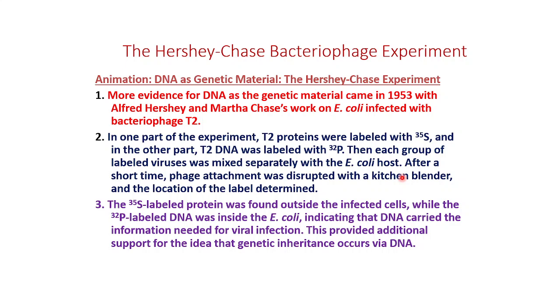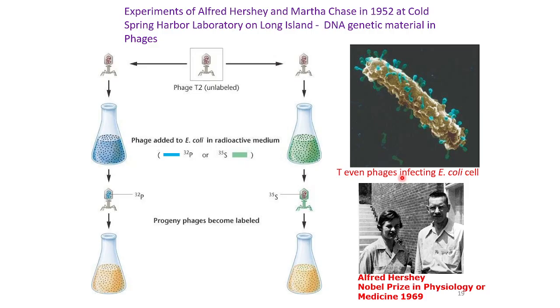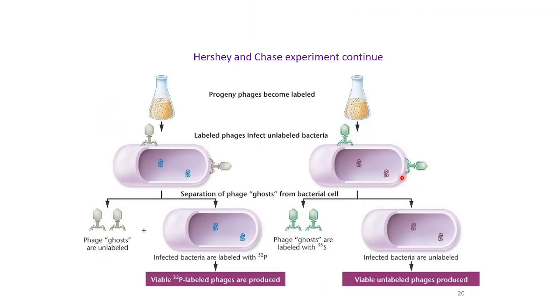coli. Bacteriophages are known to infect bacteria, correct? So it transfers the genetic material into the bacteria and then it gulps it, right? So the 32S is a part of the bacteriophage and it was found outside the infected cells, while the 32P, that is the important part of the DNA or the genetic material, was found inside the E. coli. Okay, so you see over here, it's labeled, so the genetic material has been transferred.